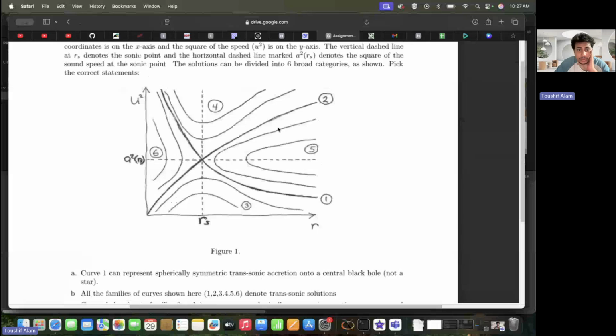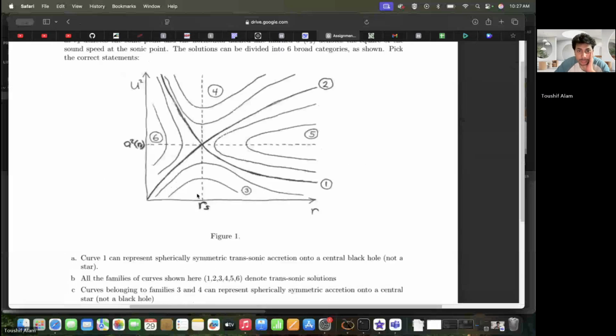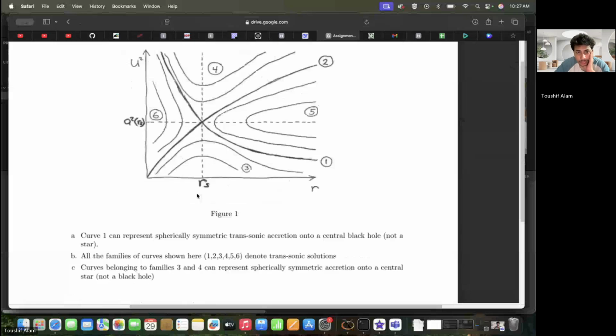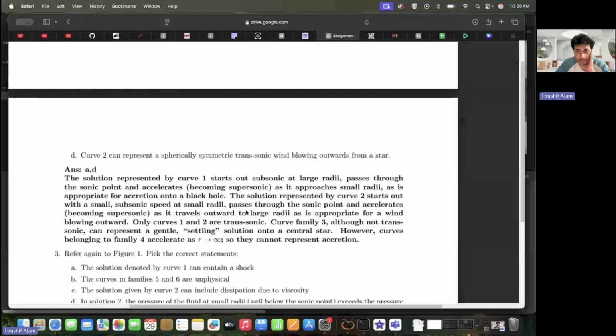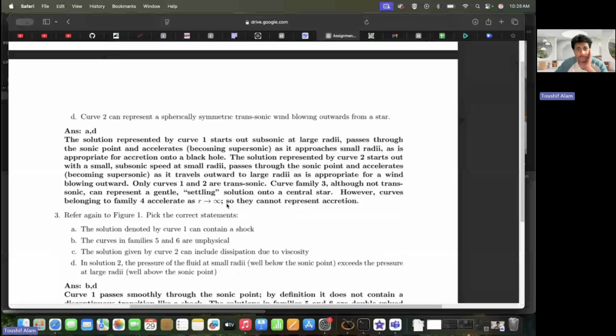It starts with a small subsonic speed. Okay, sorry, it is transformed here. Subsonic speed, passes through the sonic point and accelerates, becoming supersonic, and travels outward to large radii, as is appropriate for a wind blowing outward. Only curves 1 and 2 are transonic. Curve families 3 and 4, although not transonic, can represent a gentle settling solution on the central star. All curves belonging to family 4 are infinite, so they cannot represent accretion.